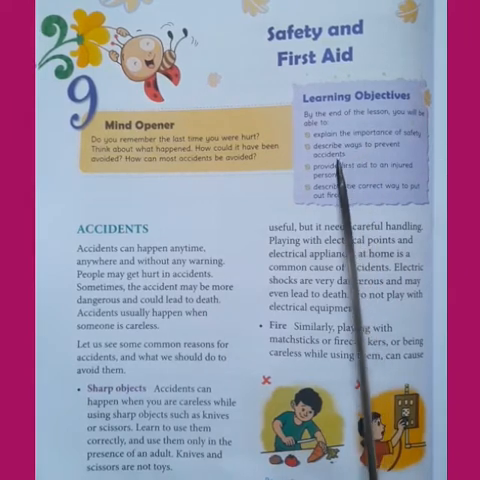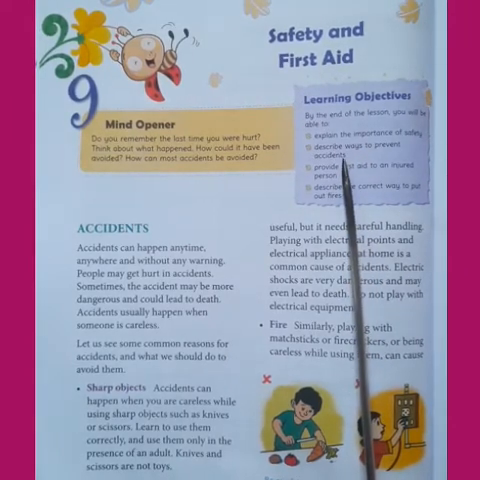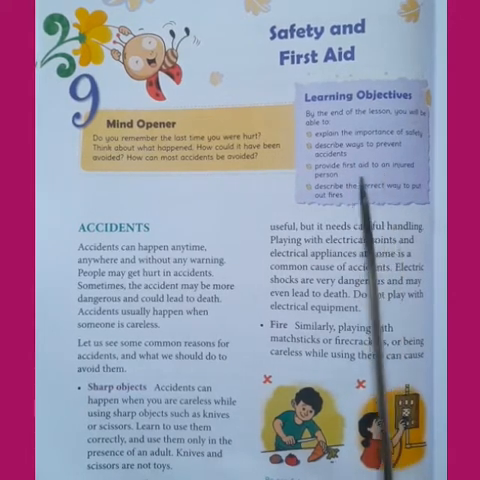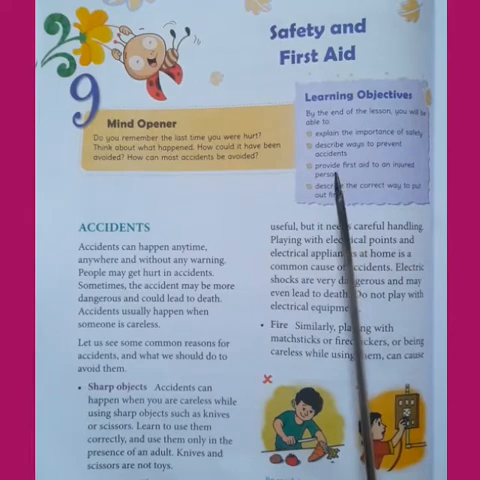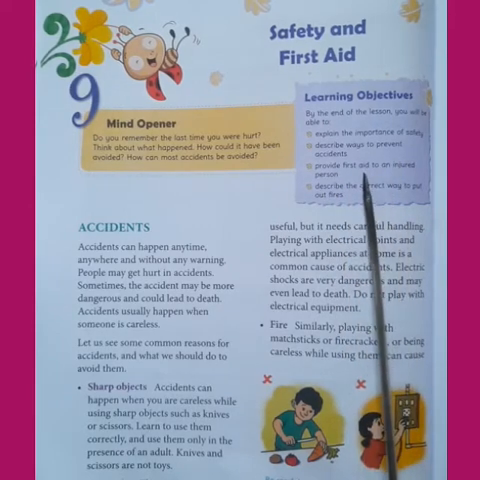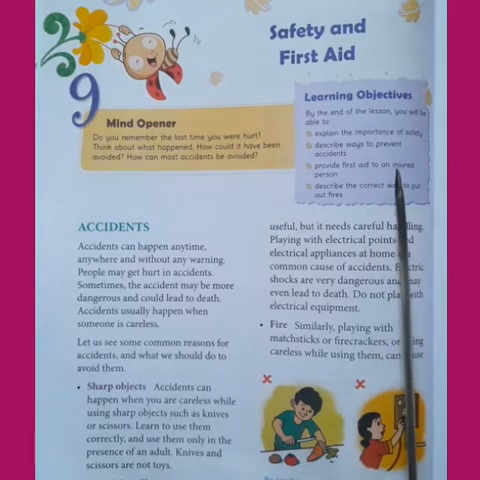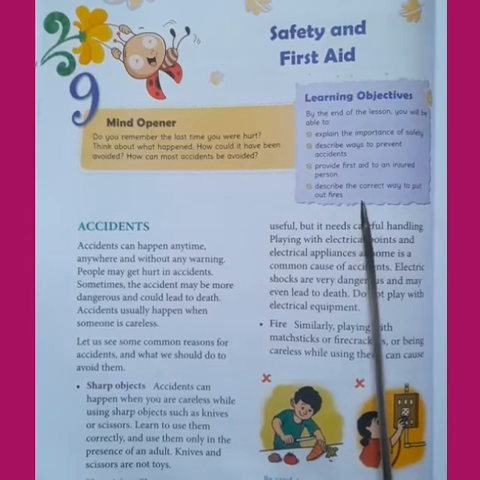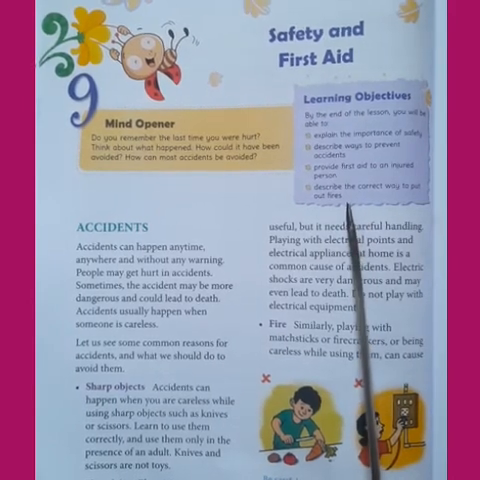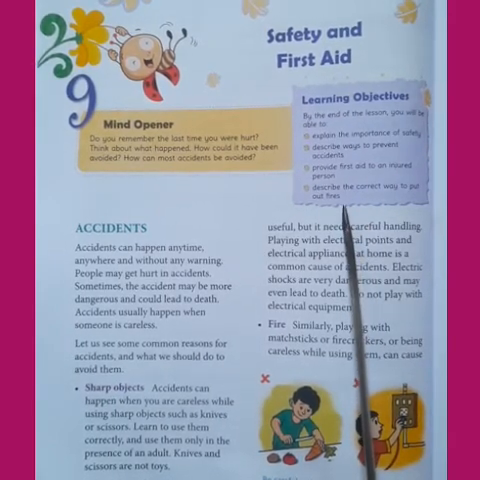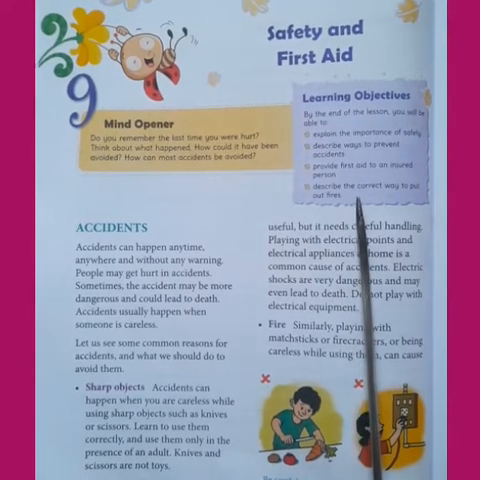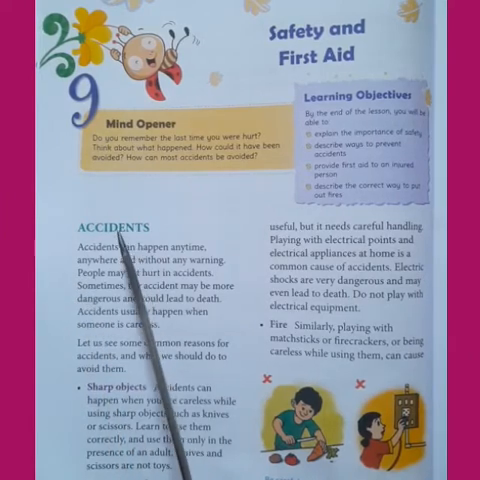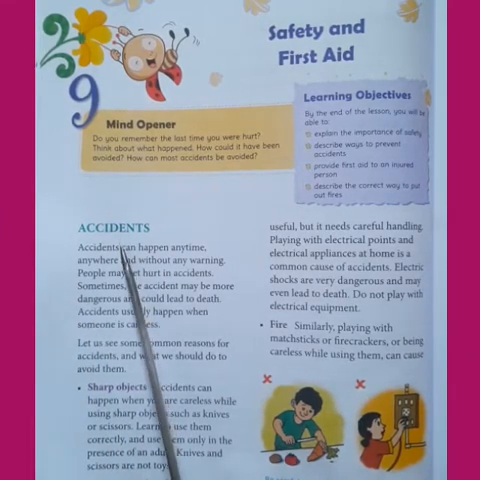Then you will be able to describe the ways to prevent accidents. You will provide first aid to an injured person. You will learn how to provide first aid to an injured person, and you can describe the correct way to put out fires. If fires occur, you will study the ways to put them out. Coming to the lesson, what do you mean by accidents?